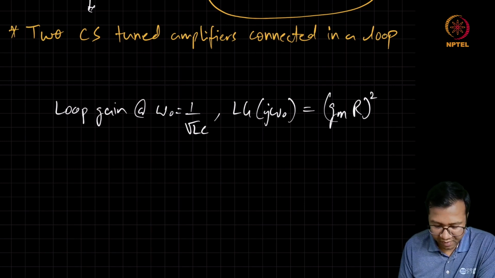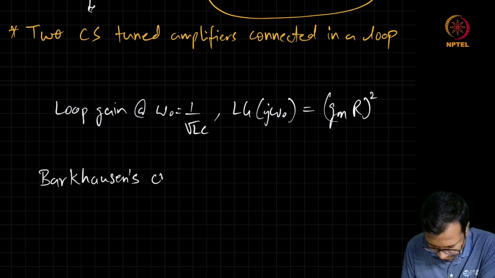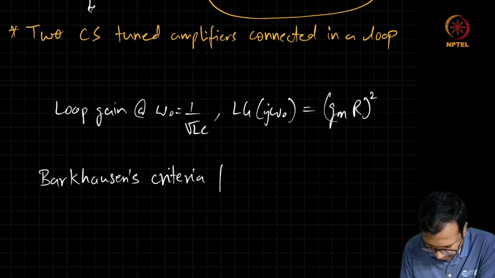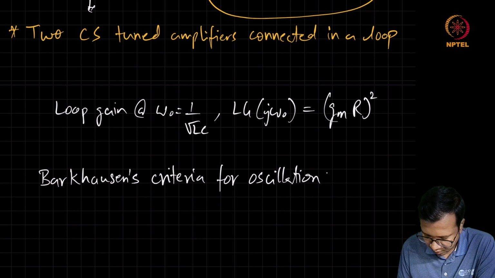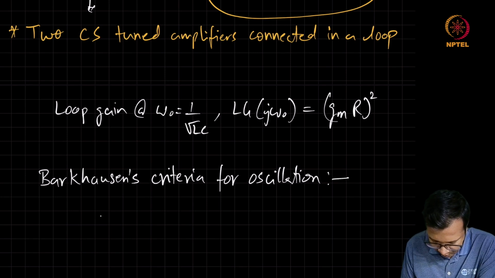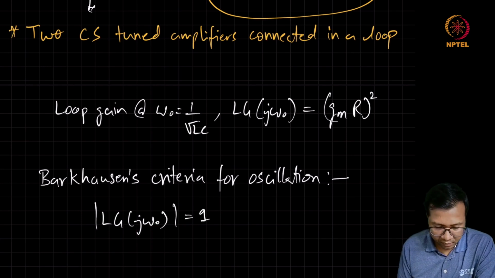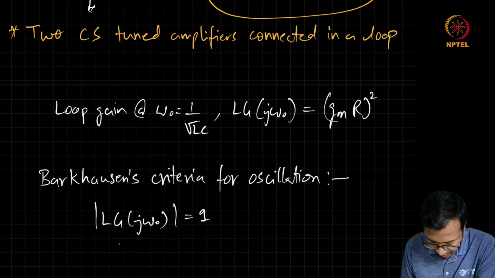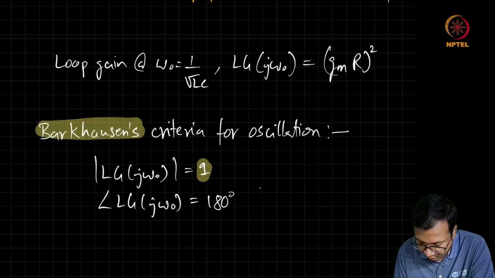And we know from the Barkhausen criteria for oscillation, this loop gain magnitude should be equal to 1 at the frequency of oscillation, as well as the loop gain phase should be equal to 180 degrees, assuming negative feedback.